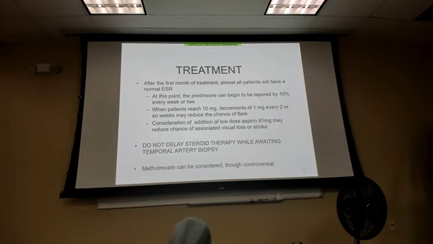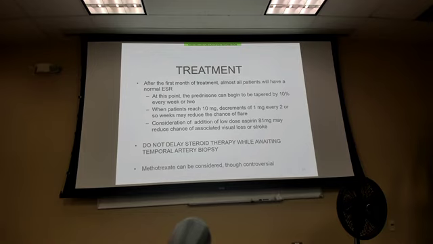Consideration of additional low-dose aspirin, 81 milligrams, may reduce the chance of associated vision loss or stroke. Do not delay steroid therapy while awaiting temporal artery biopsy. As long as we're doing it before that, then there we go. Methotrexate can be considered, though controversial, so don't use it, okay? So that's all of that GCA.